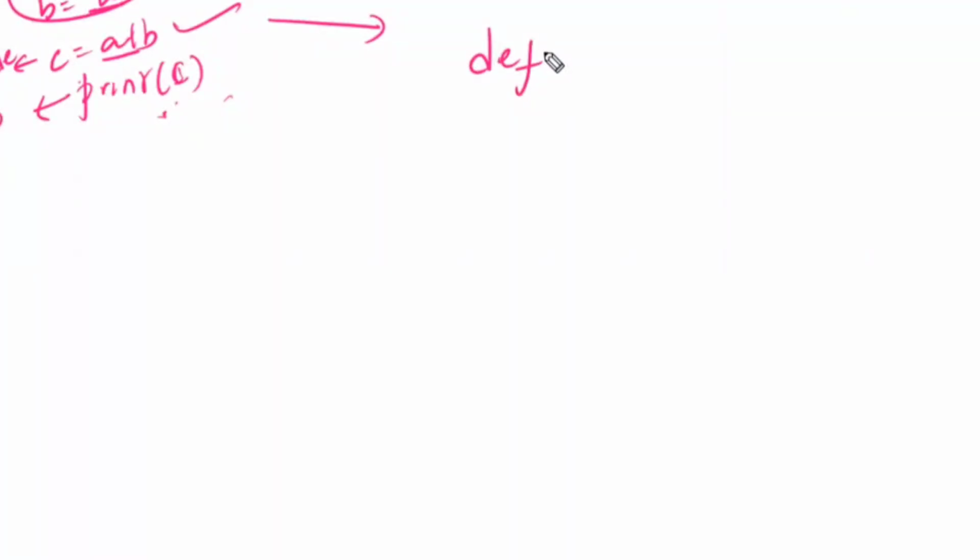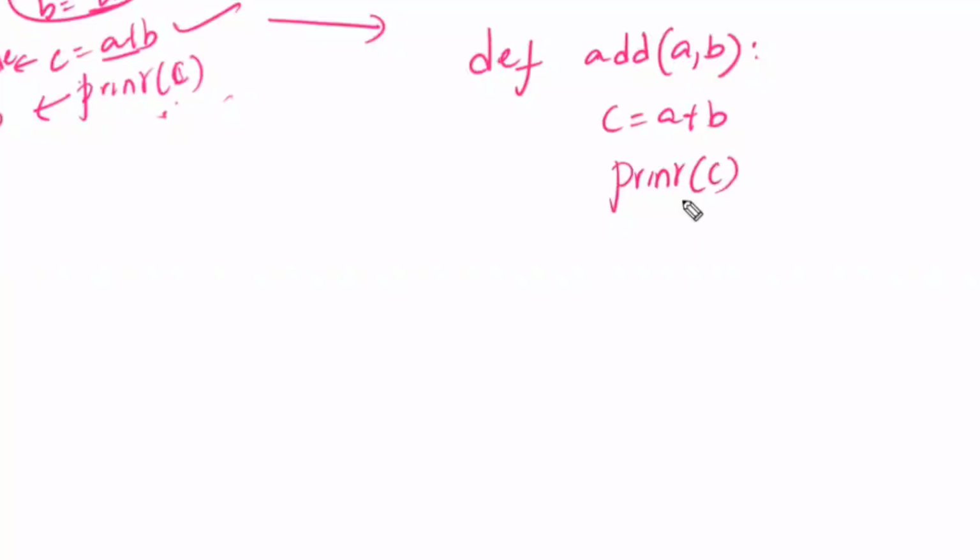Def is creating a function. You are defining a function. Def means defining a function. I'm defining a function called add. Add A comma B. C is equal to A plus B and print C. This is the function. The same code I'm replicating here.